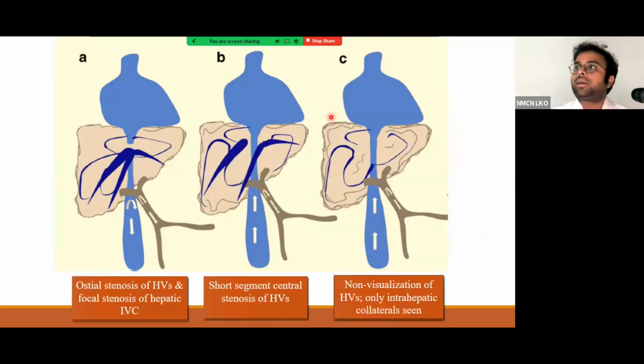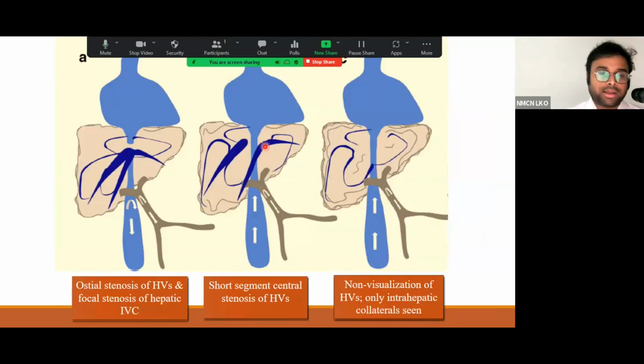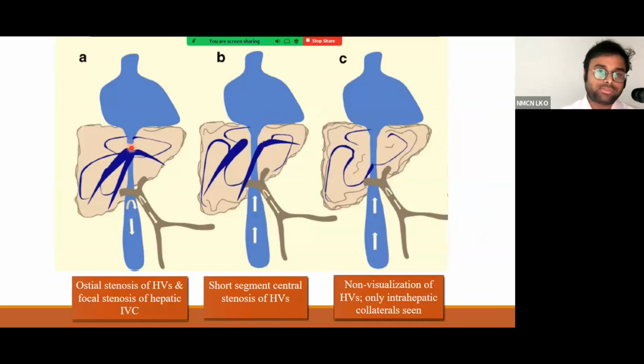Again, a schematic diagram showing various types of Budd-Chiari syndrome. Here in this first image, we can see ostial stenosis of hepatic vein and focal stenosis of IVC with formation of collaterals. In this image, we can see short segment central stenosis of all the hepatic veins. Normally, the hepatic vein should go and drain into IVC here, but this is the stenosed region. Here, in this image, there is non-visualization of all 3 hepatic veins with multiple intrahepatic collaterals.